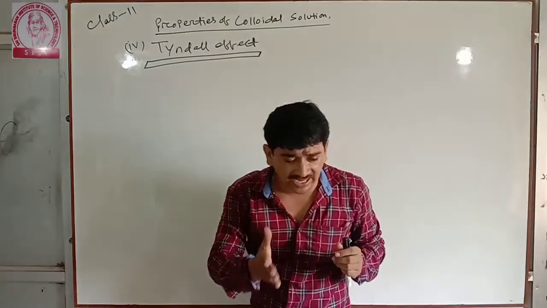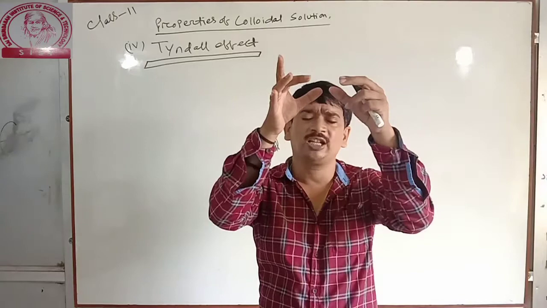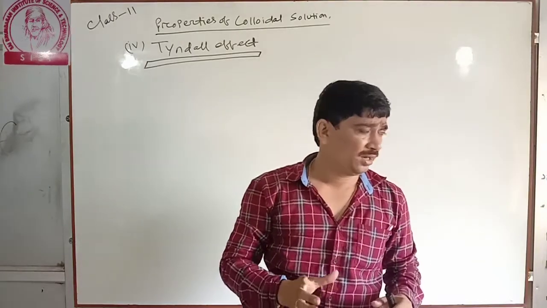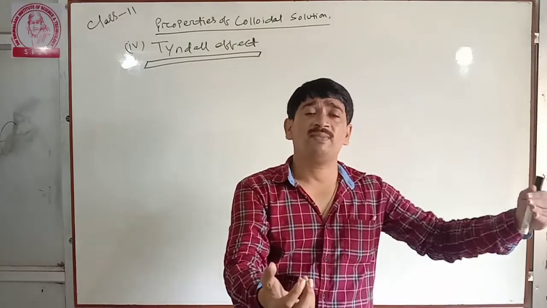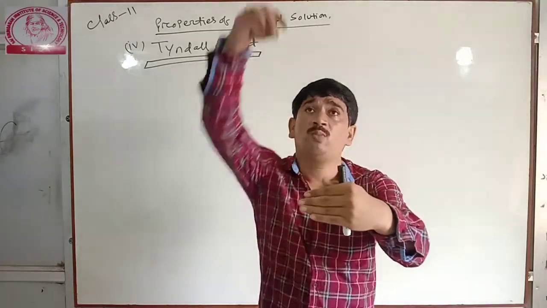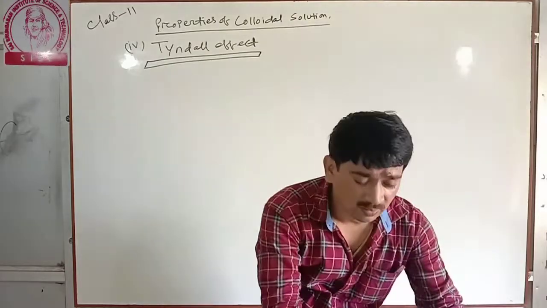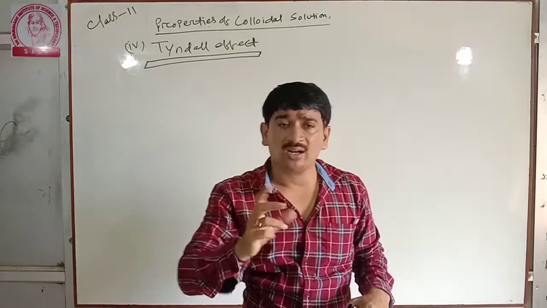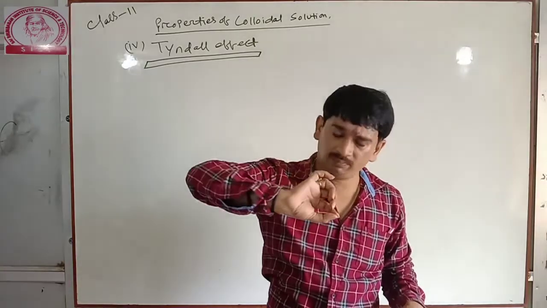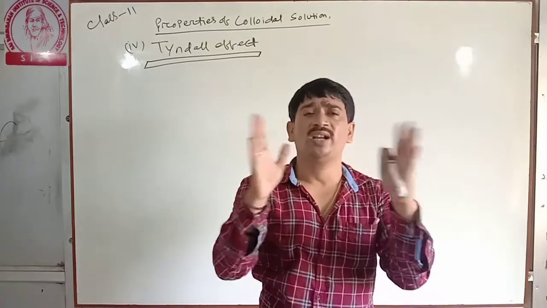When a beam of light is passed through a colloidal solution, put a colloid. Simple. I will explain first in Odia language. When a beam of light is passed through a colloidal solution and observed perpendicularly, scattering of light occurs and blue color appears. That is called Tyndall effect.